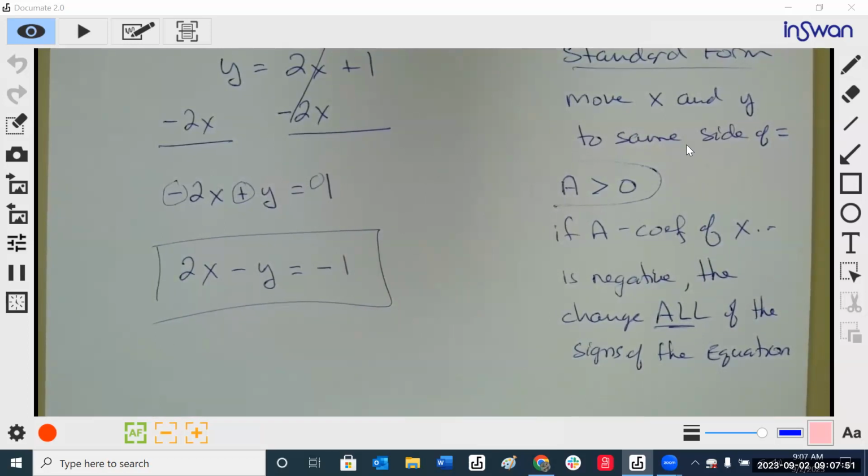And the weird thing is, the next time we're going to see this type of equation is at the end of this course, in chapter 5, chapter 6. Because it's not really used that often, the standard form. So far, so good.